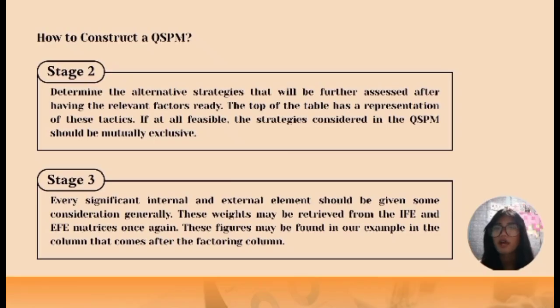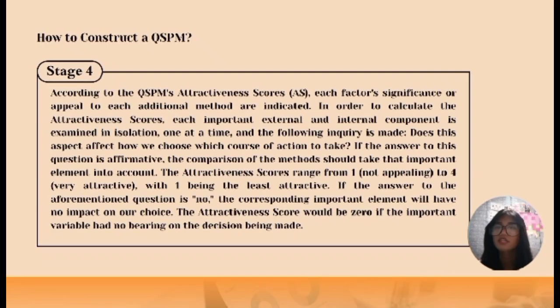And stage 3 is assign weights. Assign importance to each factor. And stage 4, give attractiveness scores or AS. For each strategy, 0 means not relevant, 1 means not attractive, 2 means somewhat attractive, 3 is acceptable, and last but not the least, 4 means most attractive.